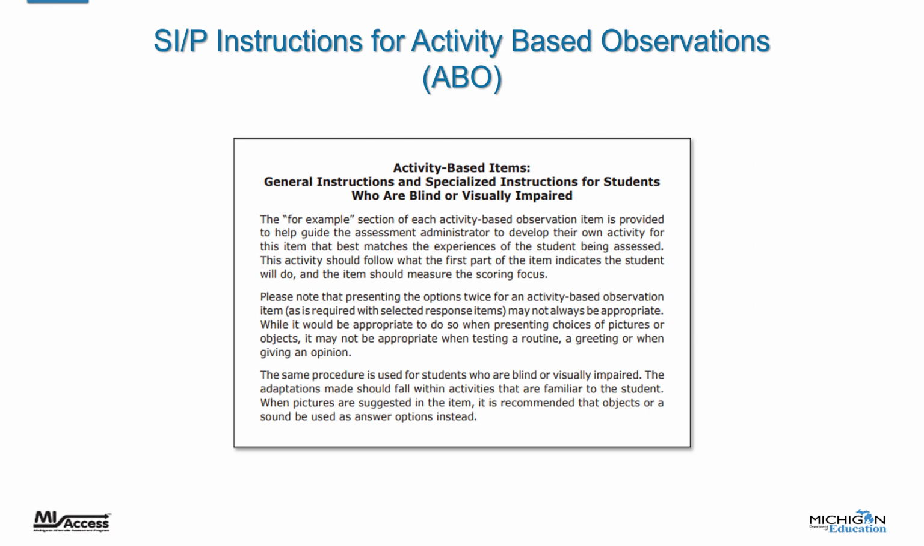Also, the assessments will include general instructions for all of the activity-based observation questions. The instructions provide an overview on how to adapt items in order to present them to students who are blind or may have visual impairments. This includes developing unique activities that match the student's experience from a typical day of instruction. Presenting the item twice is not required as with selected response items, and expanding options to introduce sounds as an option.